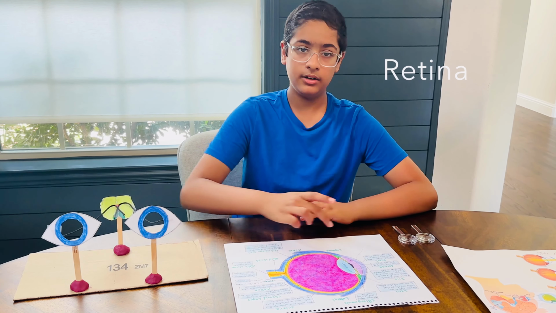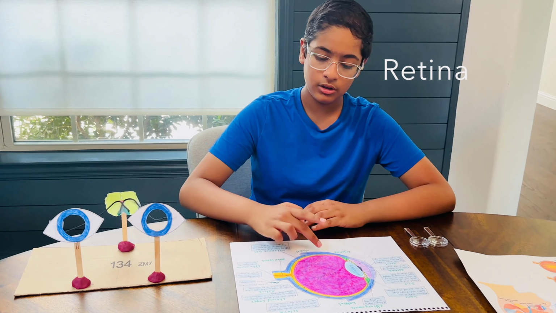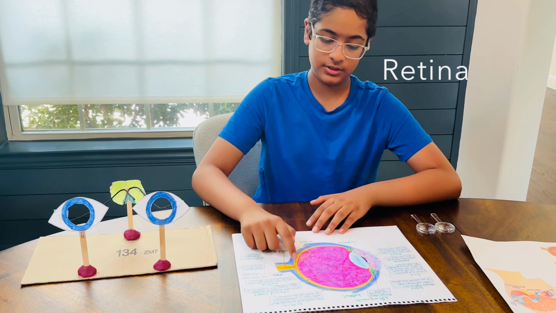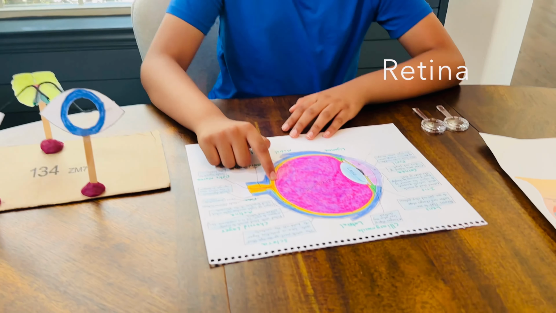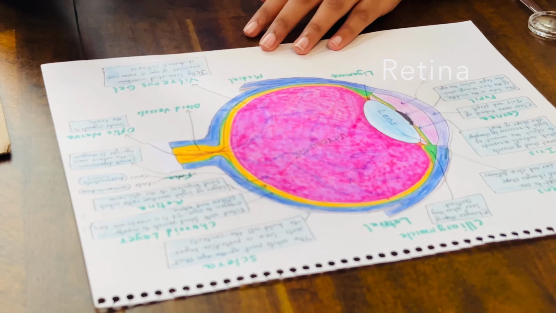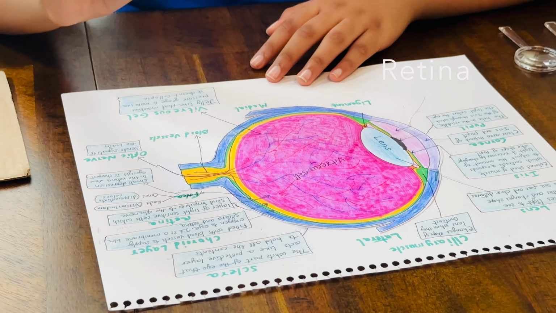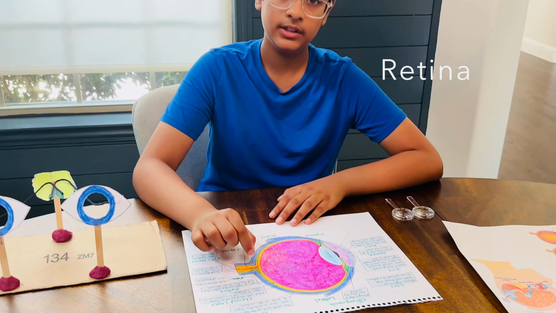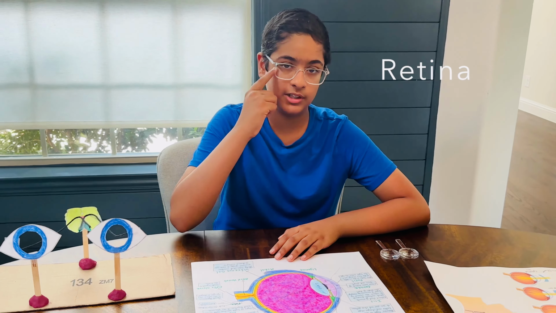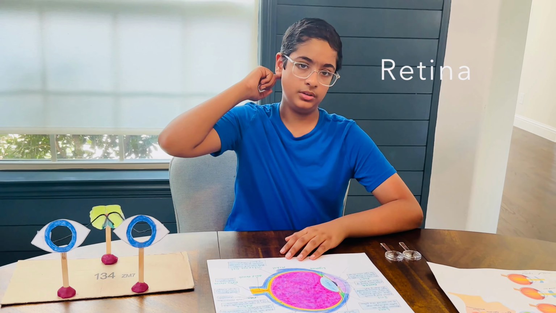The outer layer that surrounds the vitreous gel would be known as the retina, this yellow part located here. The retina is the one that gathers all the visual information and sends it to the optic nerve. The optic nerve is the one that sends the visual information to the occipital lobe.